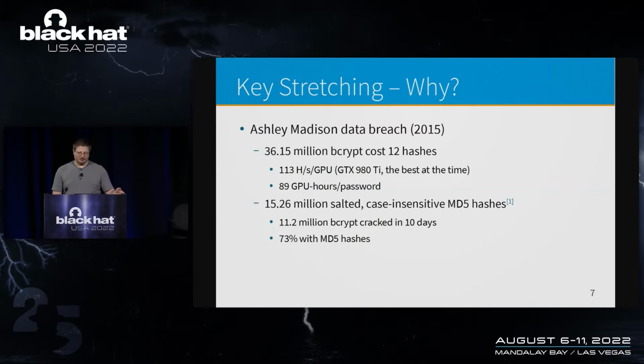But they also stored salted case-insensitive MD5 hashes next to them. There were 15 million of those, and then when it was discovered, 11 million of those were cracked in 10 days because MD5 is very fast, so then all they would have to do is run it, figure out what case those passwords were. So in those 10 days, 73% of those were broken.